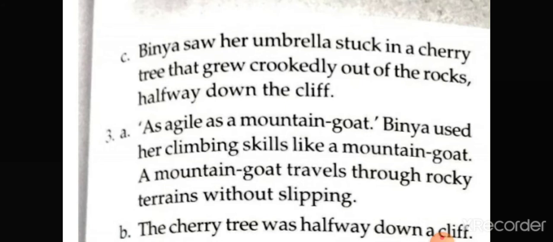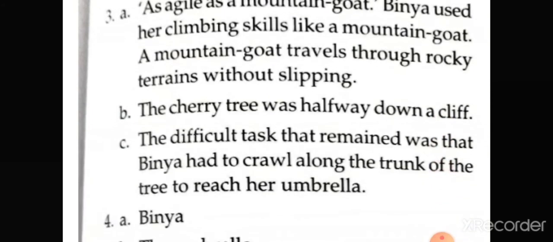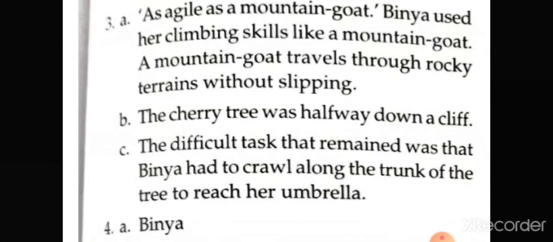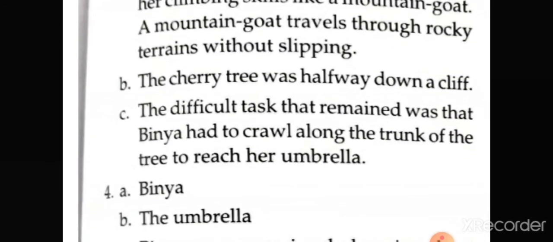Question number B. Where was the cherry tree? The cherry tree was halfway down a cliff. Question number C. What was the difficult task that remained? The difficult task that remained was that Binya had to crawl along the trunk of the tree to reach her umbrella. Coming on to the fourth question.